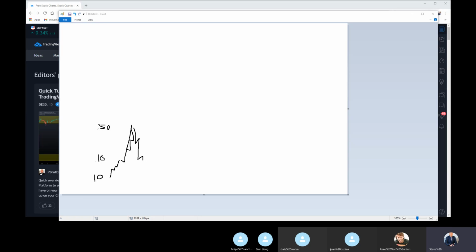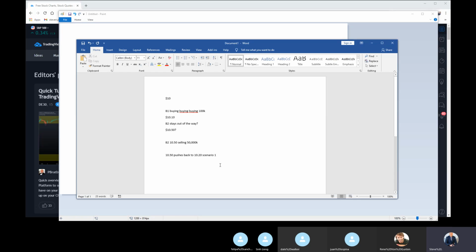That's scenario one. What happens if a different scenario happens? What happens if B2 still steps in and he sells 50,000? Price doesn't move. What happens if B1 absorbs all his selling? The price doesn't move. Maybe it moves a little bit. What happens if B3 steps in and absorbs all that selling?